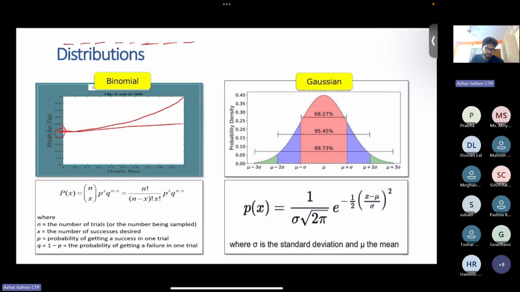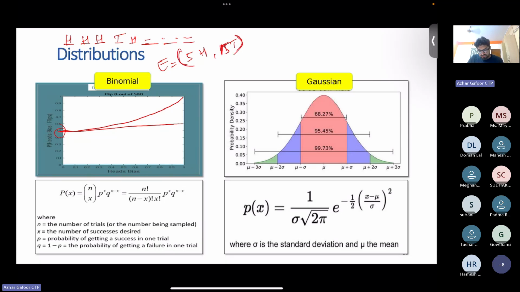Let's say our event is getting a head. So we have head here, head here, head here, then tail, head, and so on. Finally, we need our event. Let's say we need 5 heads and 15 tails. What is the probability of getting this event?